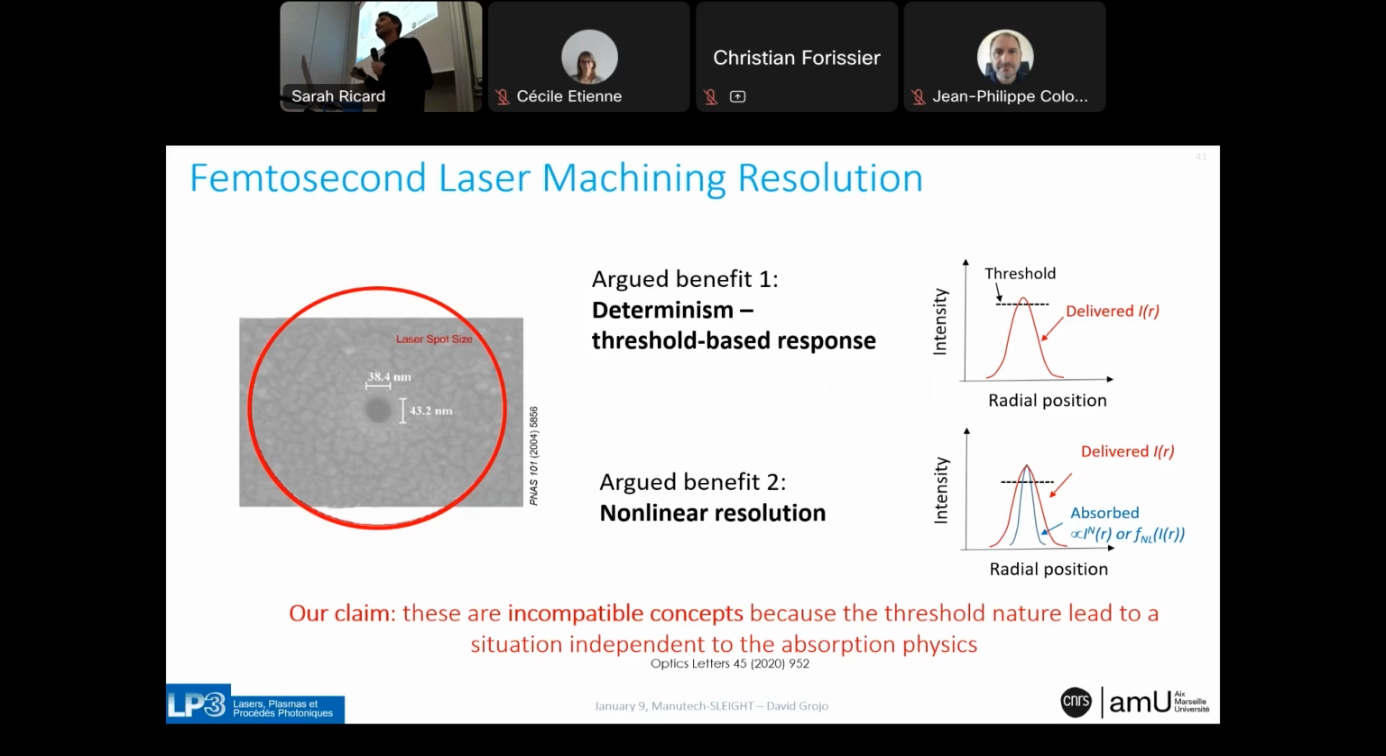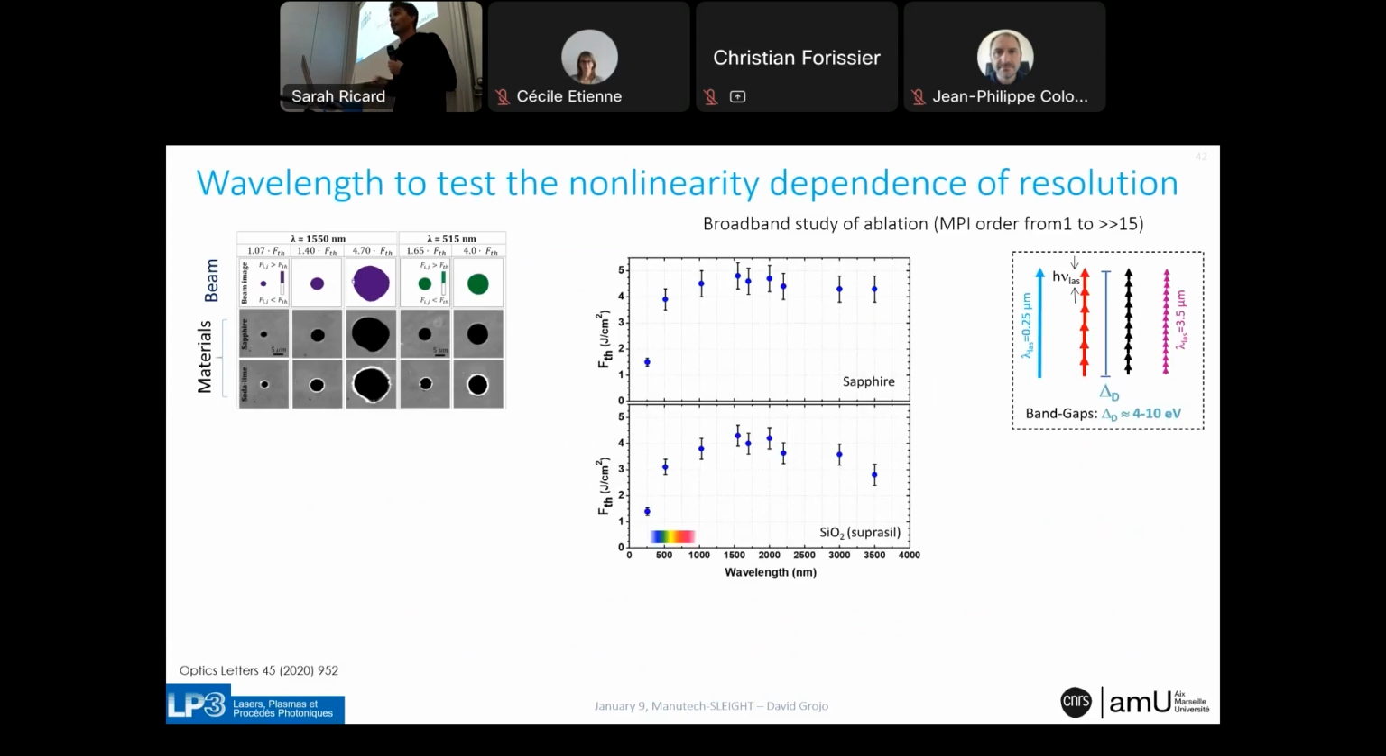They are completely incompatible. And that's the point I will be discussing there. So again, we have done experiments where we did these ablated spots, but with very different conditions. So from deep UV to mid-infrared, and changing the band gap of the dielectric materials from 4 to 10 eV. So you see, if you look at the situation in terms of multiphoton pictures, we move from linear absorption to something extremely highly nonlinear. Typically, if you were thinking in terms of multiphoton absorption, it would be more than 15 photons involved to explain energy deposition.